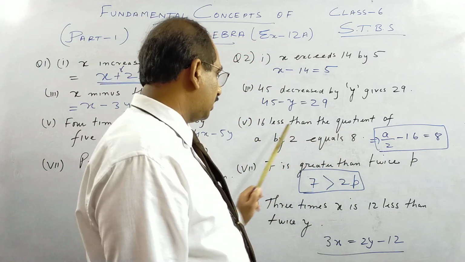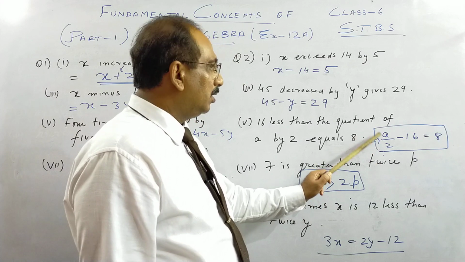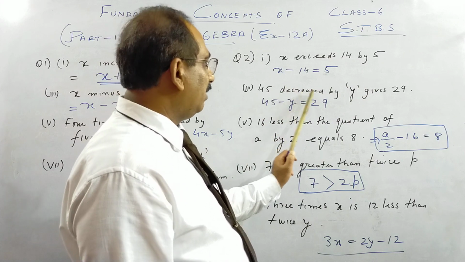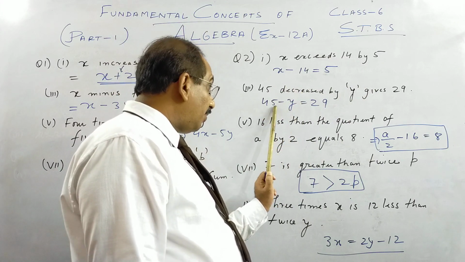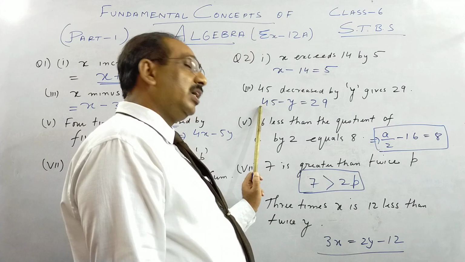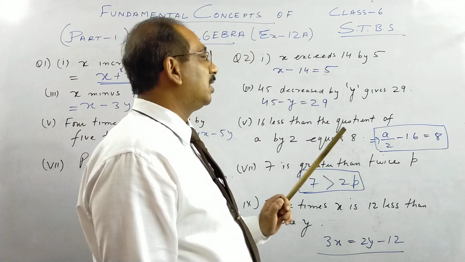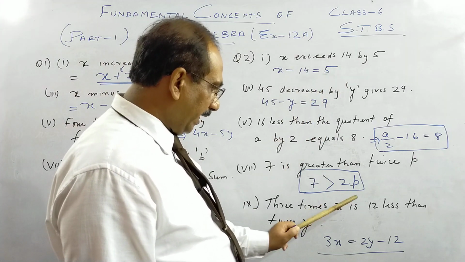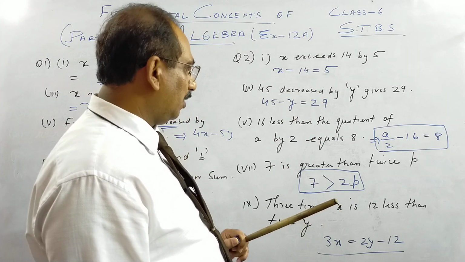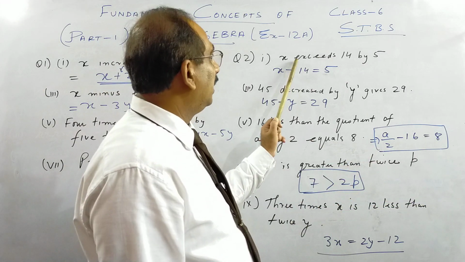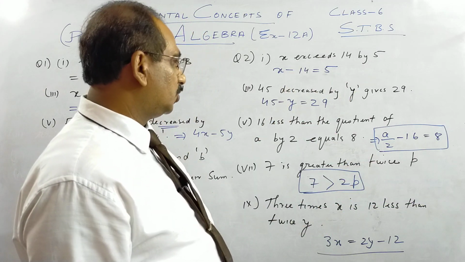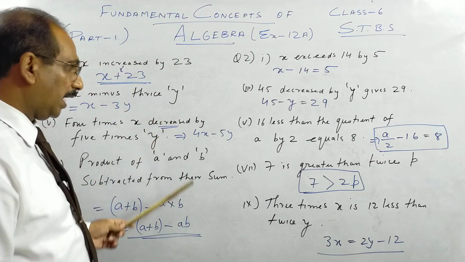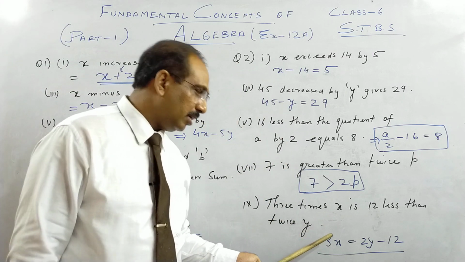16 less than quotient of a by b equals 8. 45 decreased by y; y is not decreased by 45. Gives means equal to 29. Gives means equal to, equals means equal to, no doubt about it. X exceeds 14 by 5. So this is how, children, we convert English language into mathematical language.